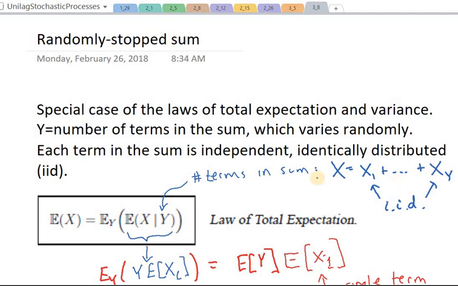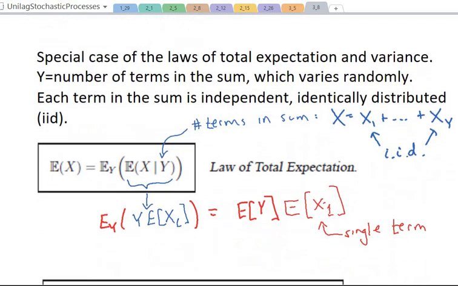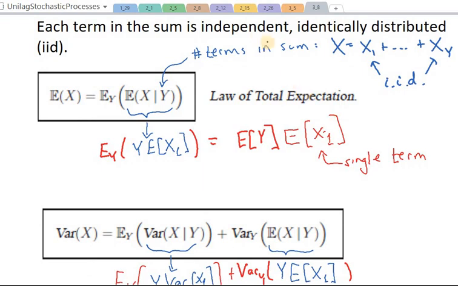Right, now let's see what the law of total expectation says about this situation. This is the law of total expectation. We still have two random variables. We have big X, which is the sum of independent identically distributed random variables, and big Y, which is the number of copies of those random variables. Now, what is the expectation of X given Y? Well, X is a sum of Y independent identically distributed random variables. When you take the expectation of a sum of random variables, that's the sum of the expectations.